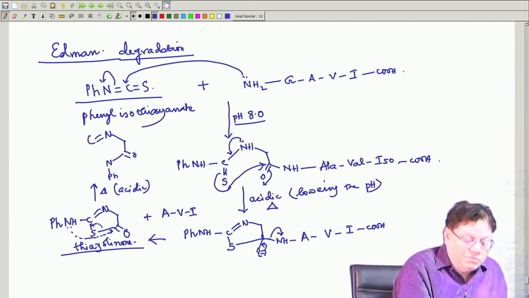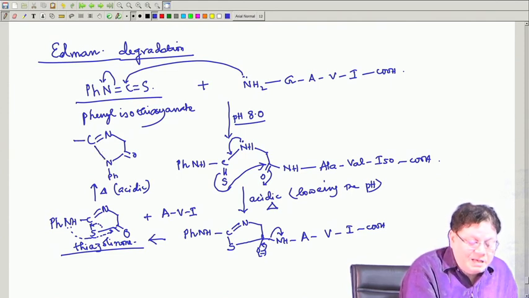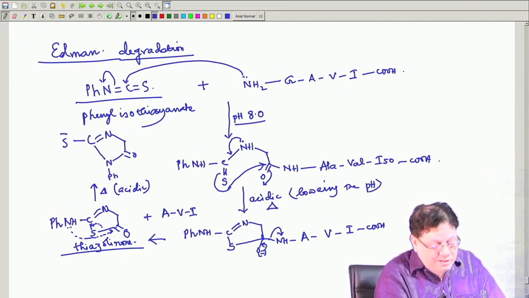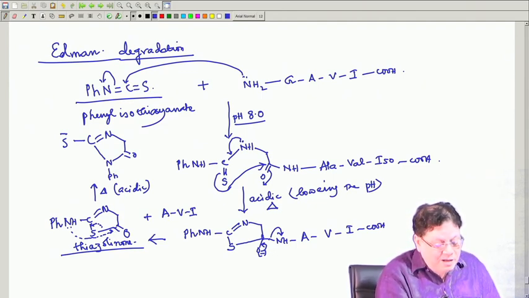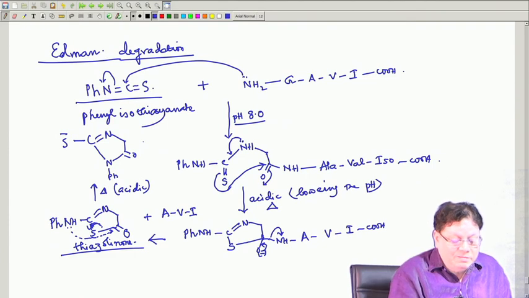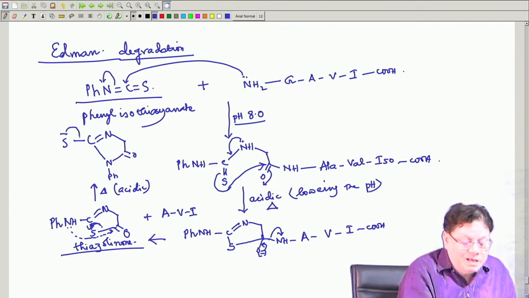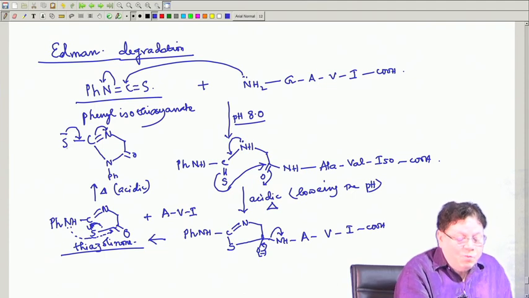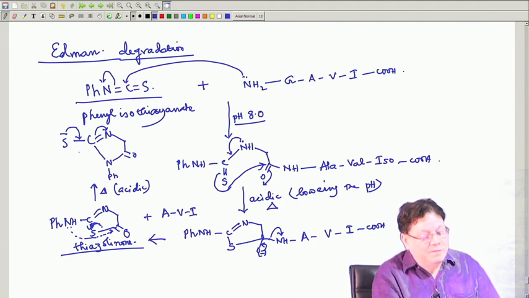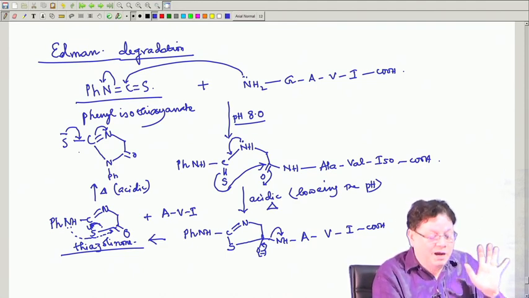1, 2, 3, 4, 5. You have S minus first. See, again check this. This nitrogen is attacking here, and this is coming to the sulfur. So, S minus, but this is not very stable. The S minus will now donate it back to the carbon, and the nitrogen becomes N minus, and it picks up the hydrogen.